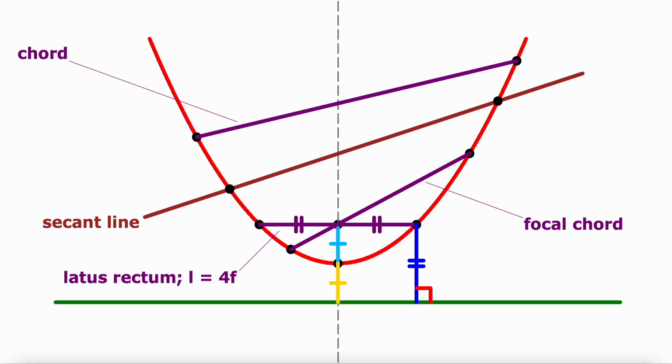Lastly, a secant line is a line that intersects the parabola at exactly 2 points. Secant lines always cross the parabola, unlike tangent lines, which only touch the parabola at 1 point. We can draw infinitely many secant lines that intersect a parabola.